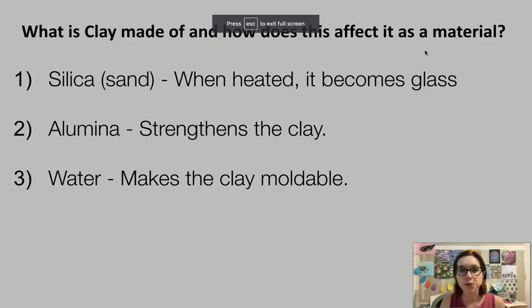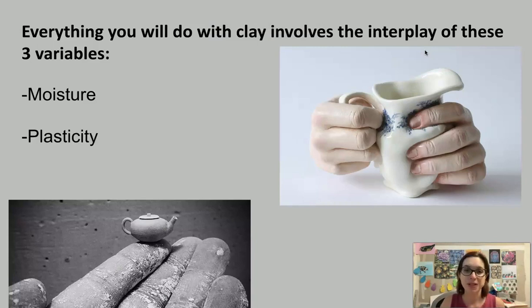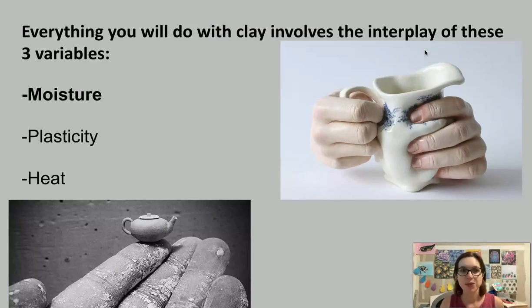Now, everything that you do with the clay is affected by three variables. They are moisture, plasticity, and heat. So moisture is very important with clay because it determines what we can do with it. When there's a lot of water in clay, it's slip, but when there is just a little bit of water in clay, it's plastic or leather hard. When we let all the water evaporate, all the moisture's gone, that becomes bone dry, and then when we fire it in the kiln for the first time, that also removes any lasting moisture.